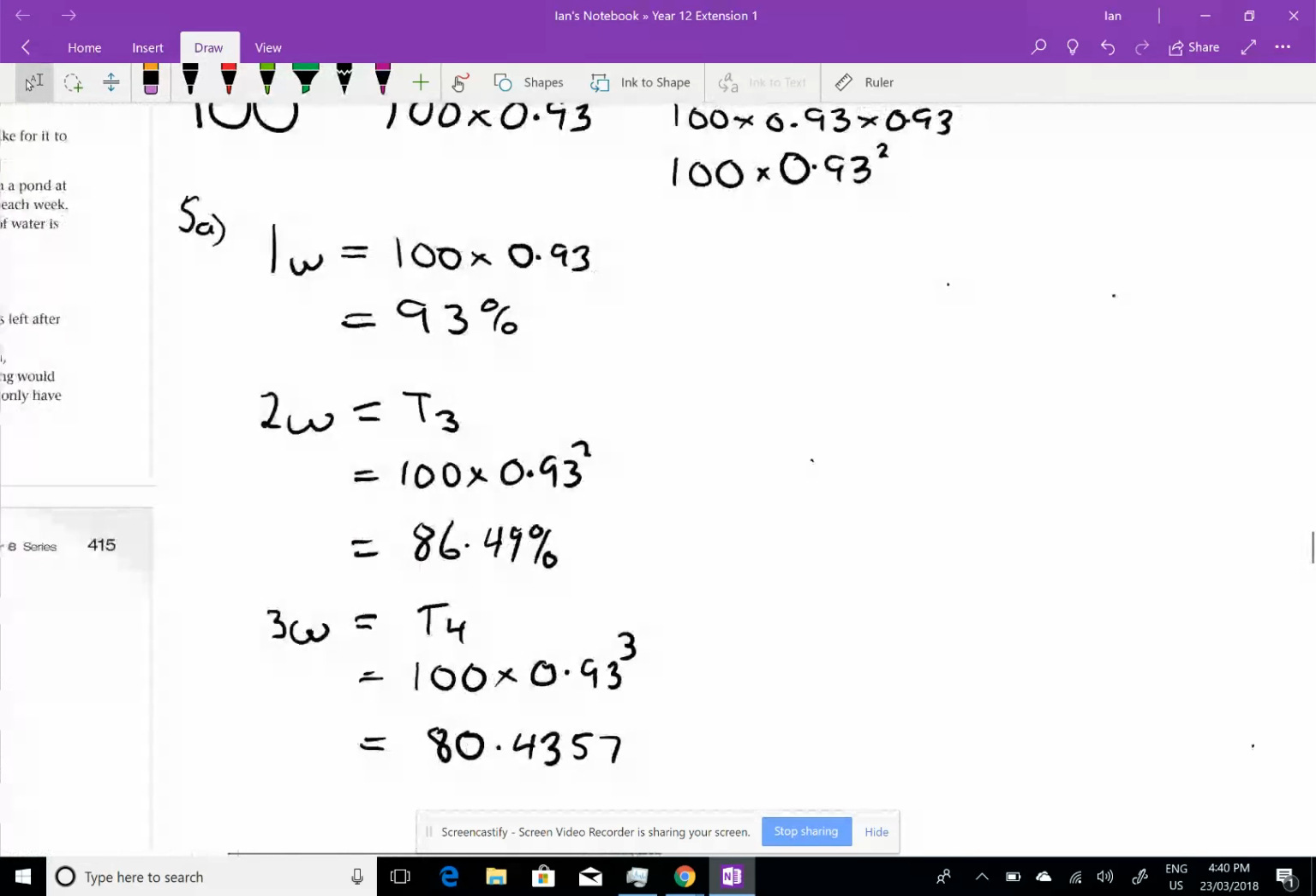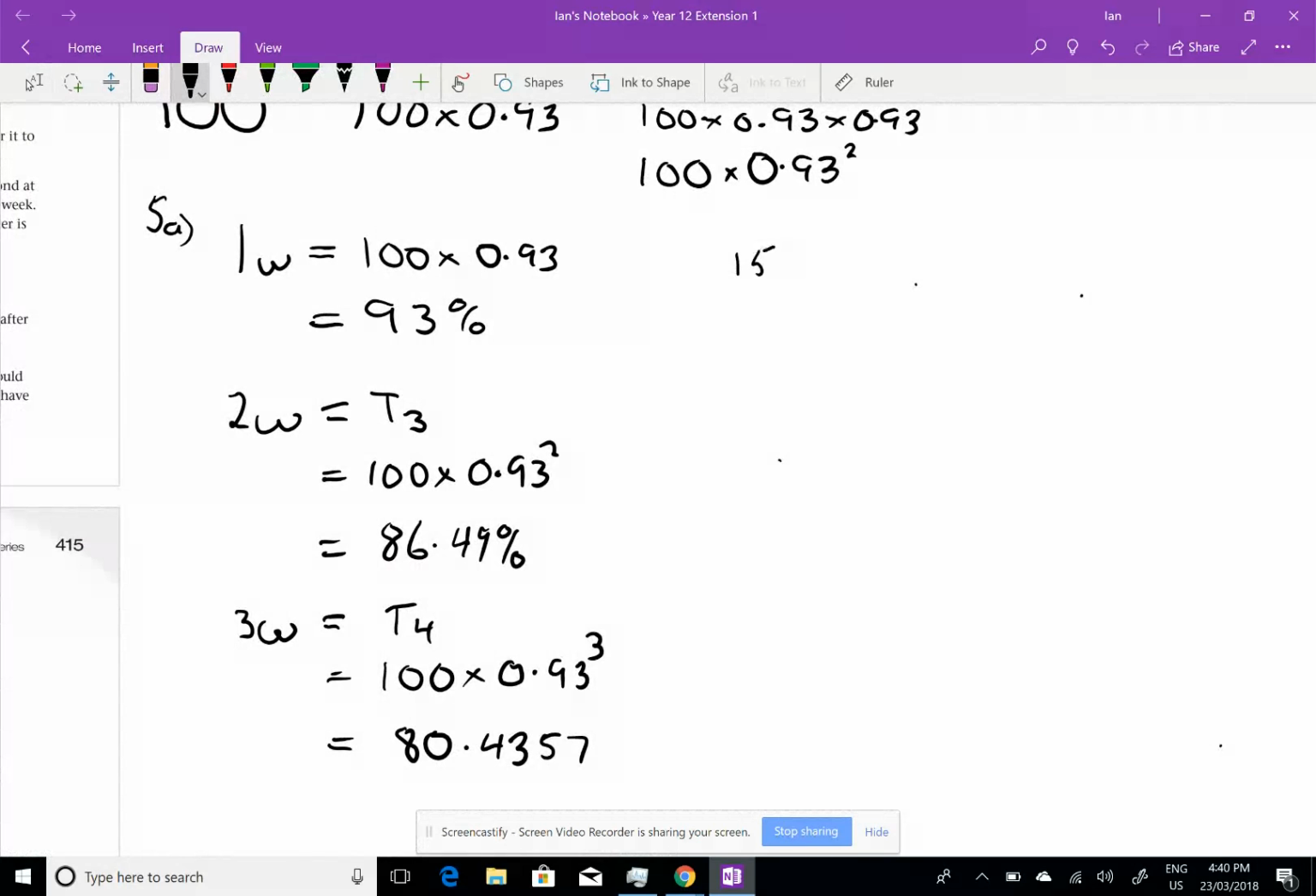Well, then it asked me for 15 weeks. Well, 15 weeks equals T16, which is 100 times 0.93 to the 15. Let's type that in, 100 times 0.93 to the power of 15. We get 33.67, which I know is right, so that's B.